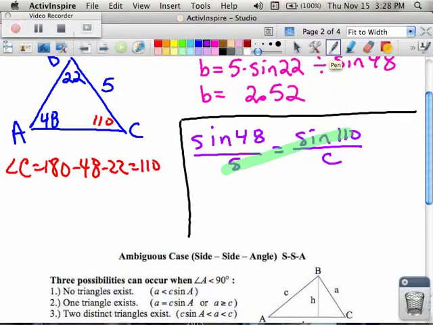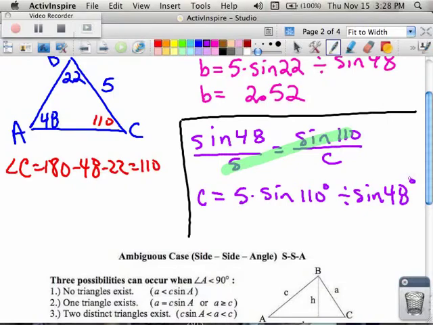So I know that side C should be equal to 5 times the sine of 110 degrees divided by the sine of 48 degrees. Or in other words, when I find my final answer, C should be 6.32.